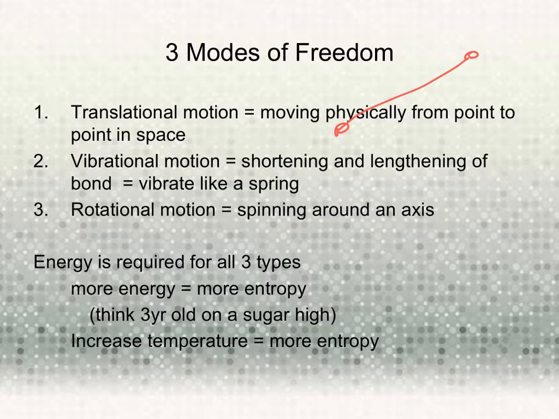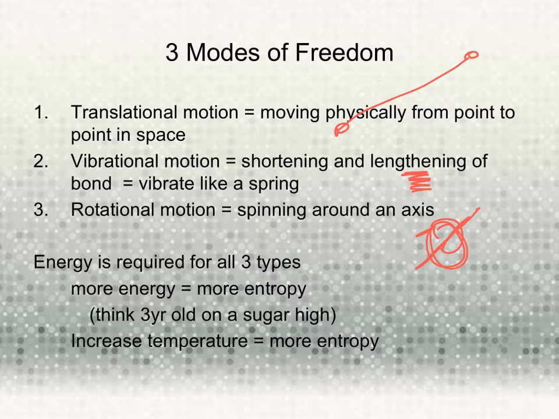That's translating. In vibrational motion, the bond is lengthening and shortening. So it is just zipping back and forth. And then rotating is where it's spinning around an axis. So there's my version of spinning around an axis. Energy is required for all 3 of these, and the more energy that you have in them, the more movement you're going to see, and that makes sense. The more energy, the more heat you have, the more the molecules move around.